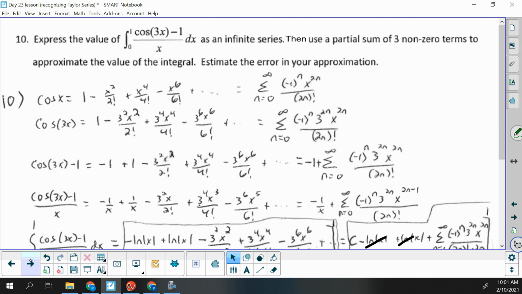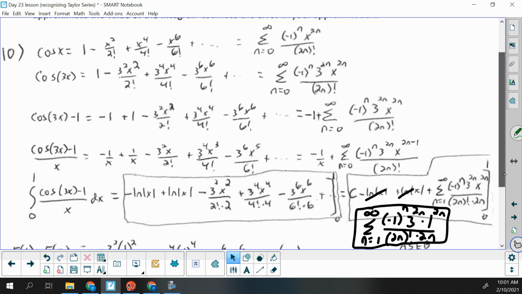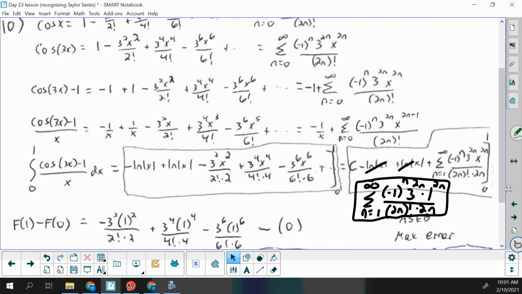All right, start with your cosec. Sub in a 3x. We need the general terms because we want to write it as an infinite series eventually. Subtract your 1 and divide by x. Then we want to do our antiderivative. So do your antiderivative of everything. We initially have the c there, but because we're going to sub in 1 and 0, we don't need to worry about the c. So here's where we're going to sub in. The 0 is going to wipe everything out, and those natural logs wiped each other out too.